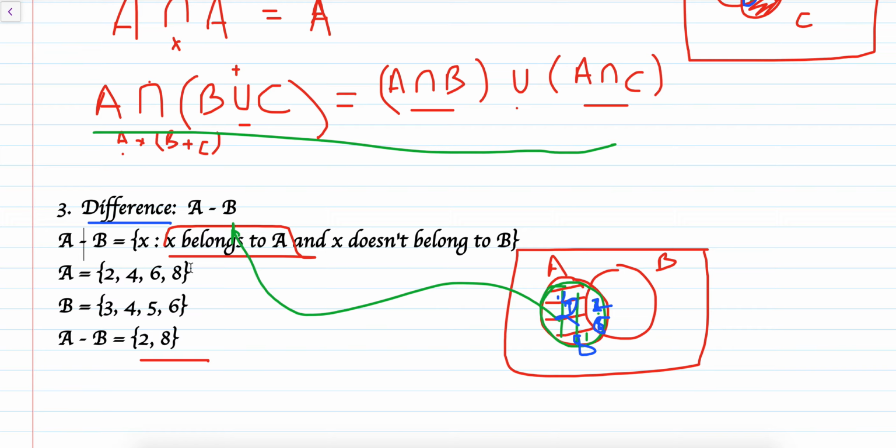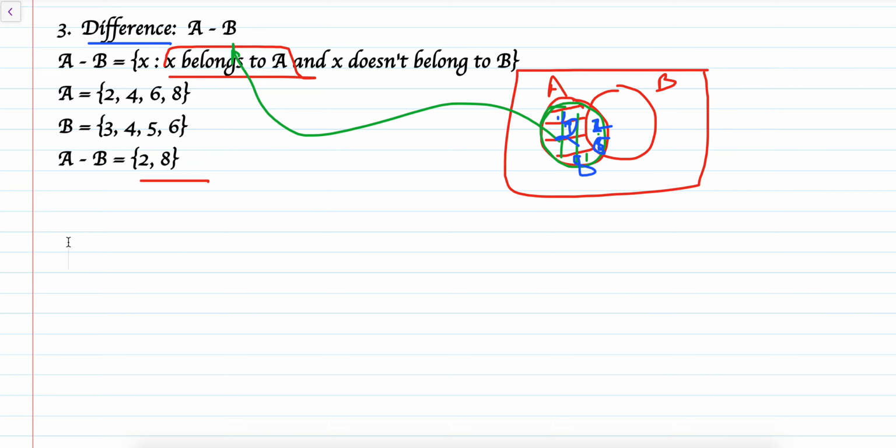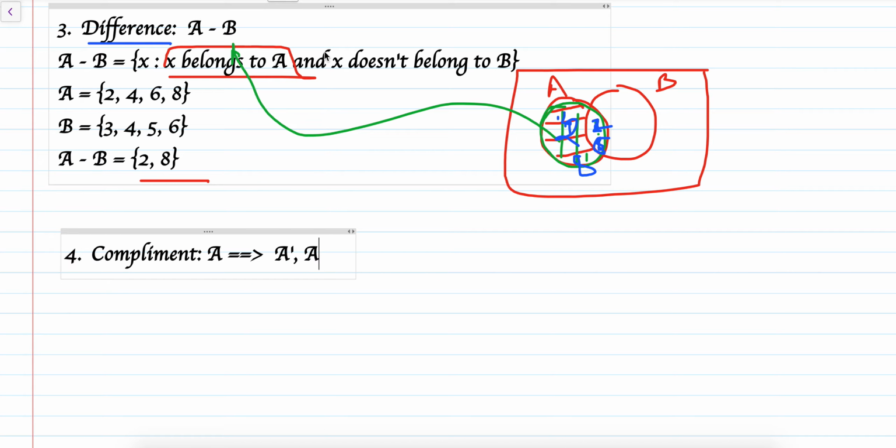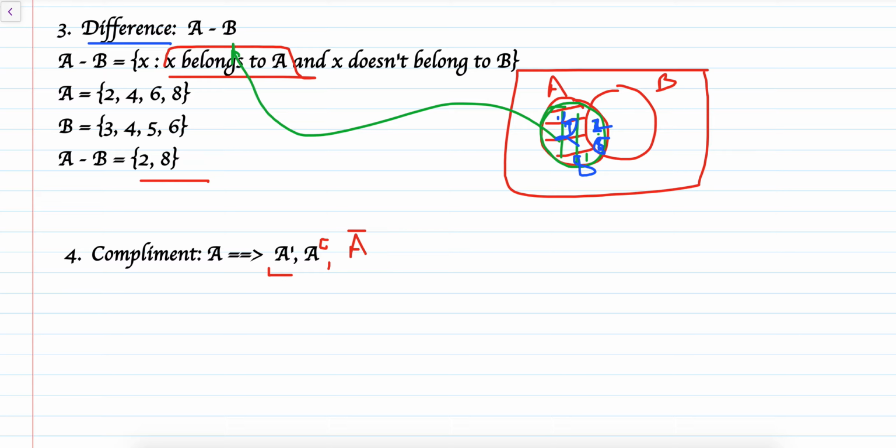So fourth operation we will say is complement of a set. Suppose we have set A, then its complement we will denote it as A prime, or we also write A and then some small c here, or we can also write A bar. So here most of the time we will be using this A prime to denote A complement.